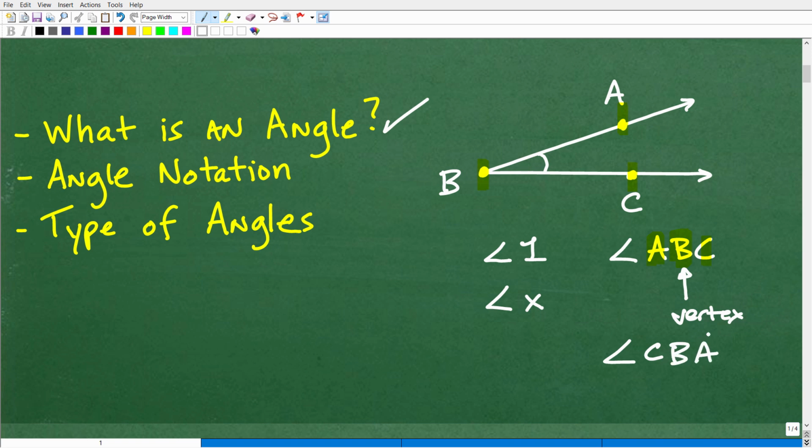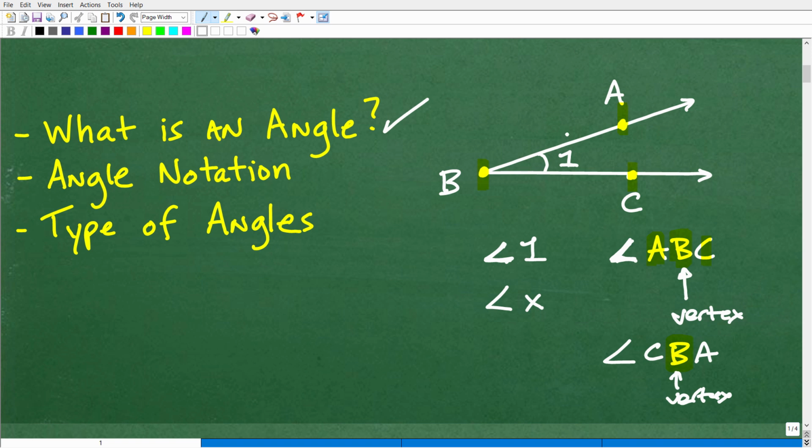Okay, but again, notice that the B, that middle letter, is the vertex. So these are other points. If you see points that are on the rays and you have the vertex, this is a pretty common way, but you'll see all these different notations. Again, angle 1 right there. We can express that angle with this little notation. Notice we have this little angle symbol in front of these different things. So these are very, very common ways to express angles.